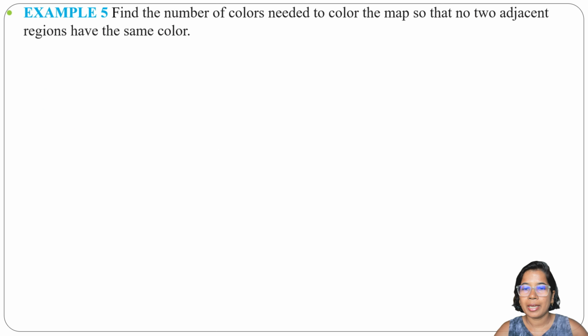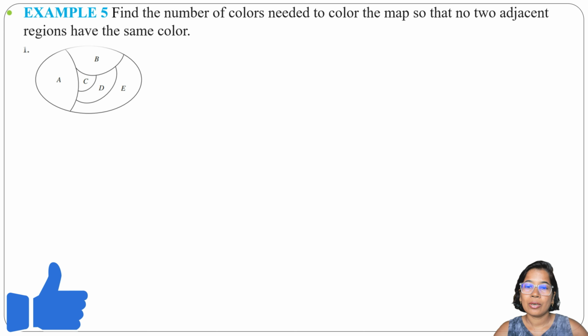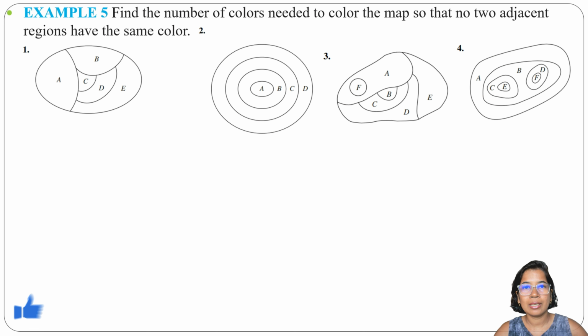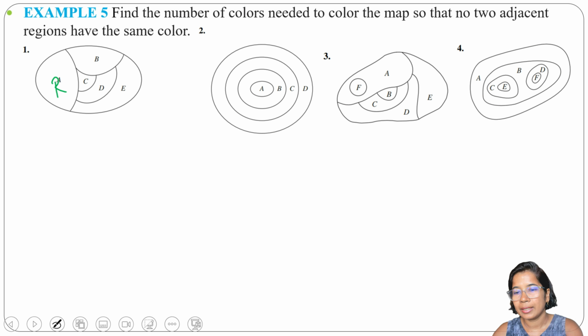Next, example 5. Find the number of colors needed to color the map so that no 2 adjacent regions have the same color. Till now we assigned colors to vertices. Now we'll assign colors to regions. We have 4 graphs. We'll assign colors to regions so that no 2 adjacent regions have the same color. Now first graph. Suppose we assign A region as green. Then neither B, C, D, E can be green as all are adjacent to A.